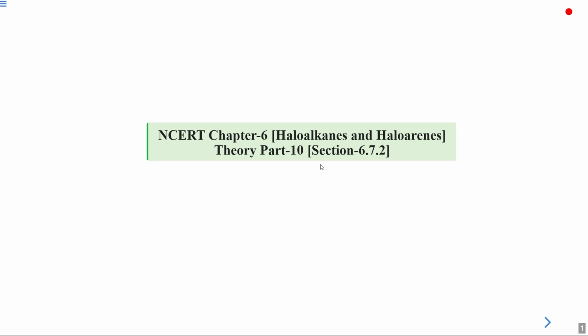As you all know, today we are going to cover theory part 10 of our chapter Haloalkanes and Haloarenes. So let's start with our topic. NCERT chapter 6 Haloalkanes and Haloarenes theory part 10, and specifically today we are going to cover the section 6.7.2.